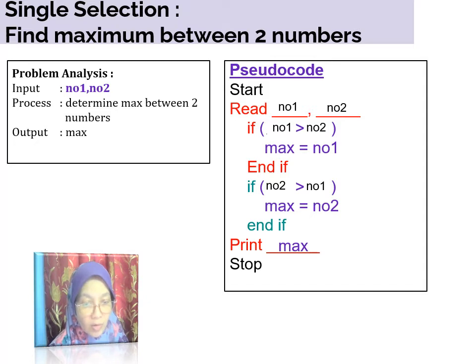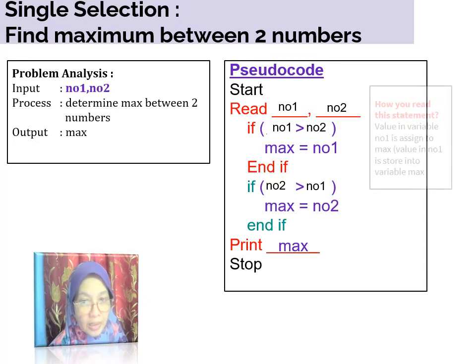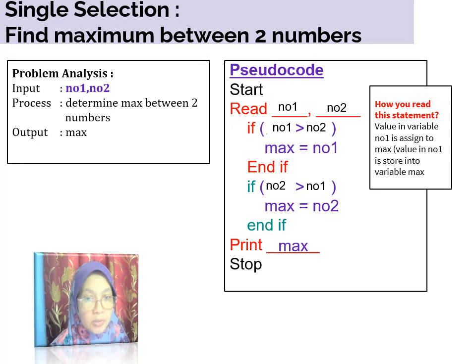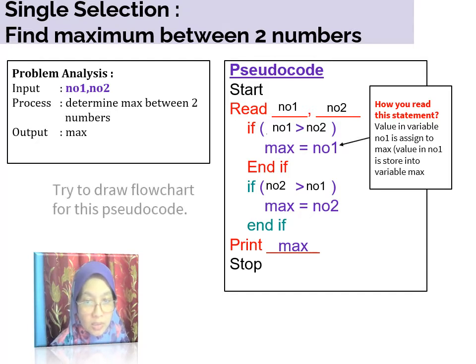What is the value of max? Okay. Let's proceed. How do you read this statement? Make sure you read number 1 assigned into max. Number 2 is assigned into max, like that. Number 1 is stored into max. You must make sure of that. Then for this, how about you try to draw a flowchart for this pseudocode?